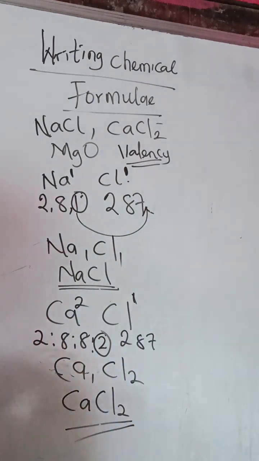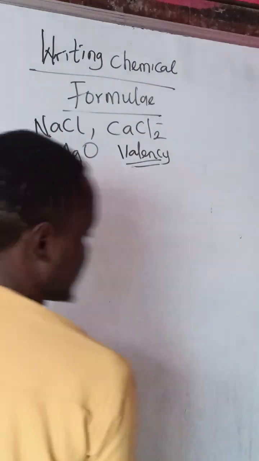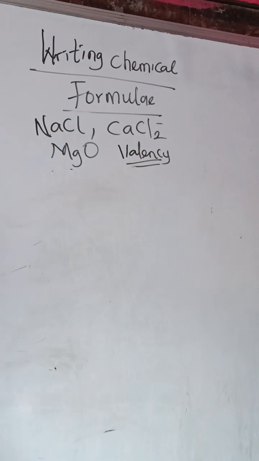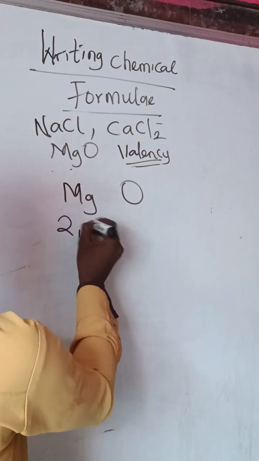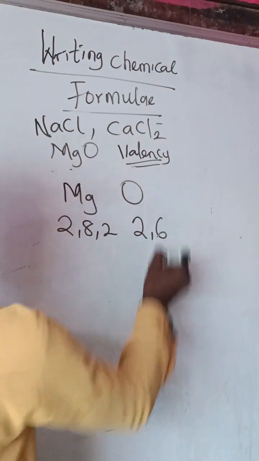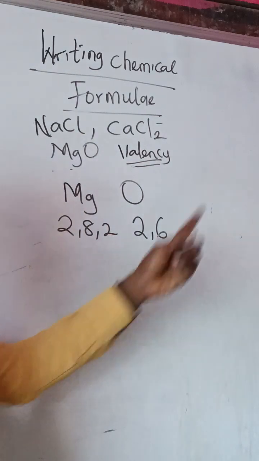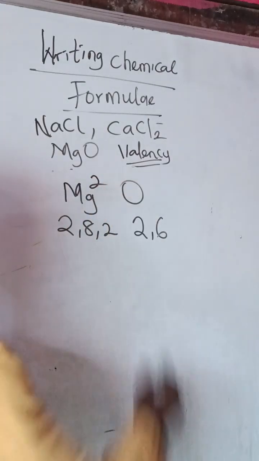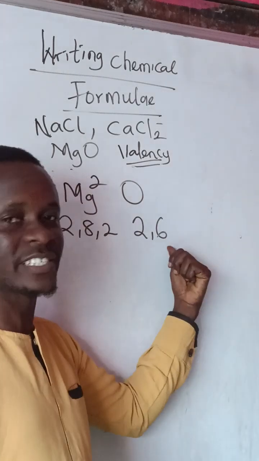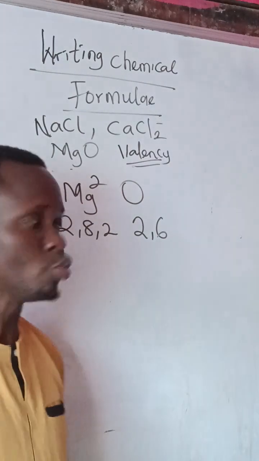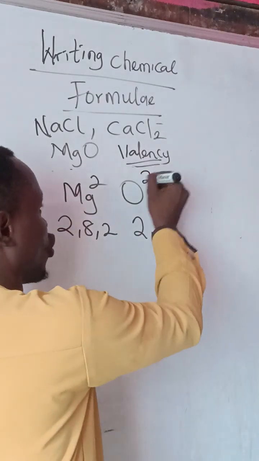We have magnesium oxide. So how do we form magnesium oxide? Okay, let's see. For magnesium oxide, we have magnesium and oxygen. This is 2, 8, 2, and this is 2, 6. Here, magnesium has 2 valence electrons. Because of that, it's donating 2 electrons. So it becomes 2 here. And oxygen needs 8 to complete its outermost shell. But what we have here is 6. So it needs 2 to be added to the 6 to form an octet structure. So that 2 will come here.